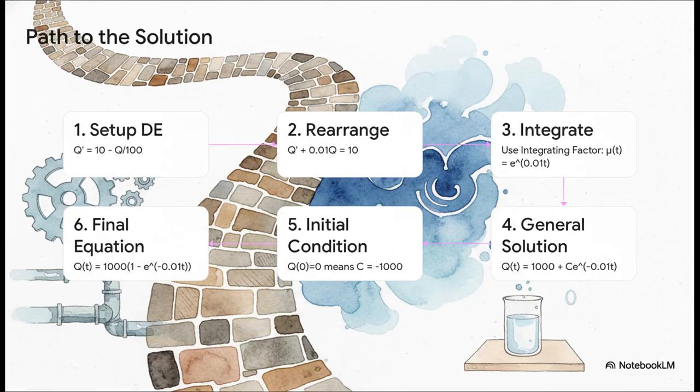First, we plug all our numbers into that model we just built. The rate in is 5 times 2, so 10. The rate out is 5 times Q over 500, which simplifies to Q over 100. So we get our DE: Q prime equals 10 minus Q over 100.